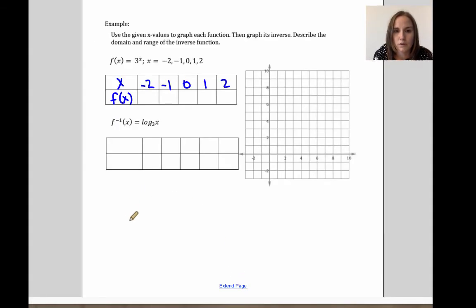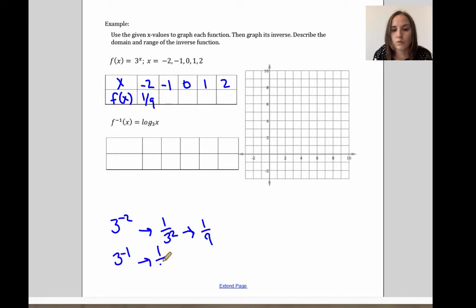And then when I plug these into the calculator, I'm just going to write them down here. So for 3 to the x, if I plug in 3 to the negative 2, remember the negative says flip the base over, so 1 over 3, and it's squared. So this is 1/9. If I have 3 to the negative 1, that'll be 1 over 3 to the first power, which is just 1/3.